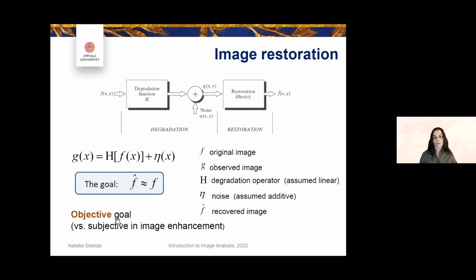As opposed to image enhancement, when we were transforming our images based on some subjective criterion, what we would like to have, for example, a bit smoother image or a bit more enhanced sharp details, here we are not at all considering what we would like to have in our image. Our objective goal when doing restoration is to recover the image as it was before the degradation actually happened.